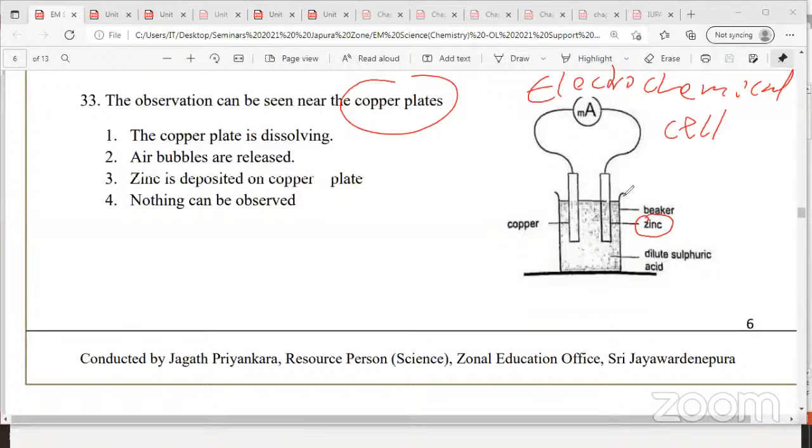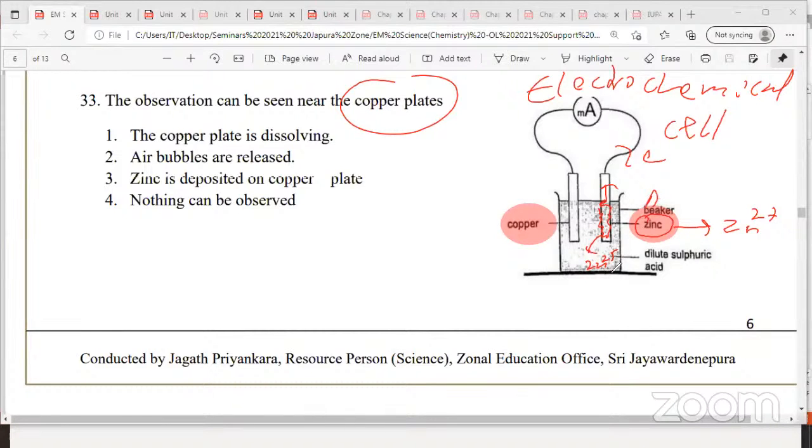Zinc is more reactive. Zinc loses electrons, oxidizes and becomes Zn2+ and jumps into the solution as Zn2+. The zinc rod gradually corrodes. Why? Zinc is the most reactive metal. For electrochemical cells, you need to know the activity series, otherwise you can't answer electrochemical cell questions. Who is most reactive out of copper and zinc? Zinc. Zinc is the anode. The most reactive one becomes the anode.